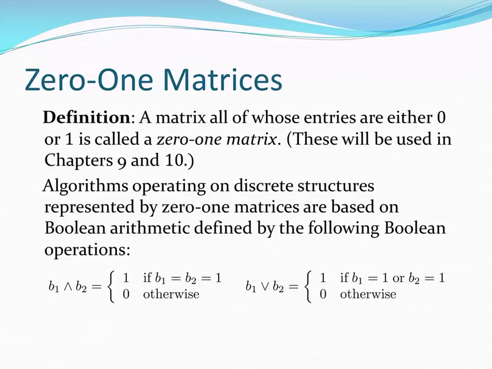This is Rosen, Discrete Mathematics and its Applications, Section 2.6 on matrices. We are discussing 0-1 matrices. And a 0-1 matrix, not surprisingly, is a matrix that has only zeros or ones as admissible elements.